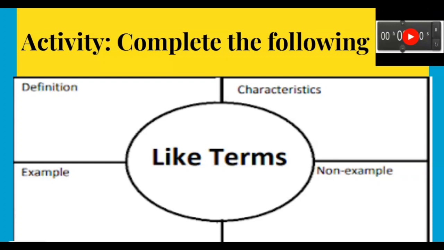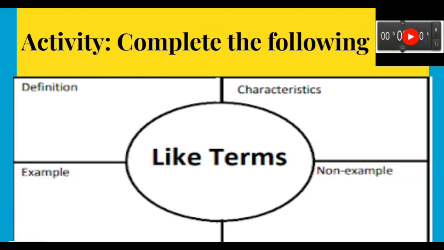We're almost at the end of our session, and I would like us to complete this model to tell what is a definition for like terms. What are the characteristics of like terms? What are some examples of like terms and what are some non-examples? As per usual, whenever tasks are given, you are given 10 seconds. So what did you come up with?